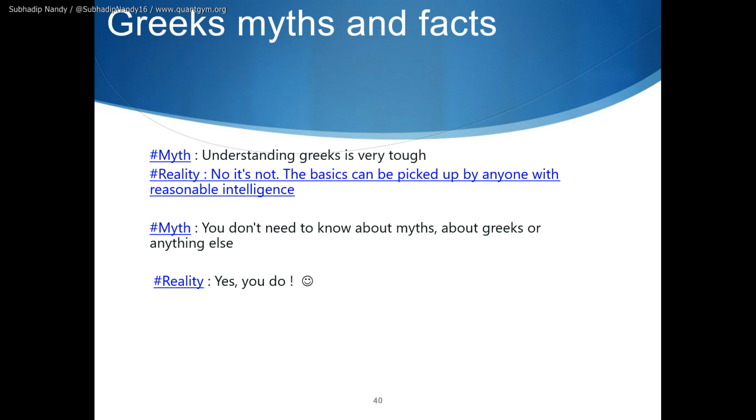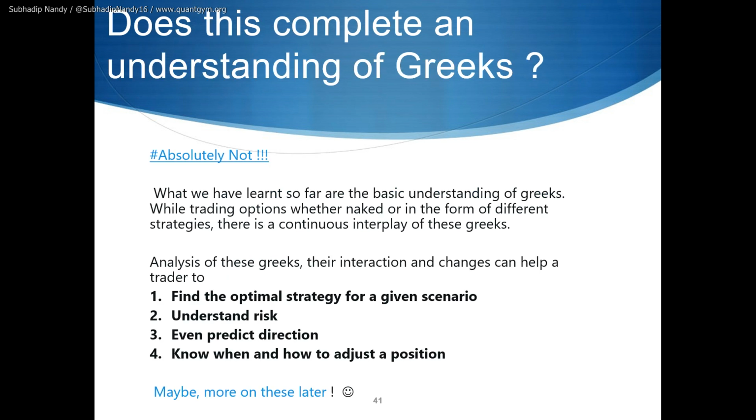Last myth, this is fun actually. You need not know about myths about Greeks or anything else. You can just trade options. Reality is, yes, you do. You need to know what the misunderstandings are, then understand them, and then trade.